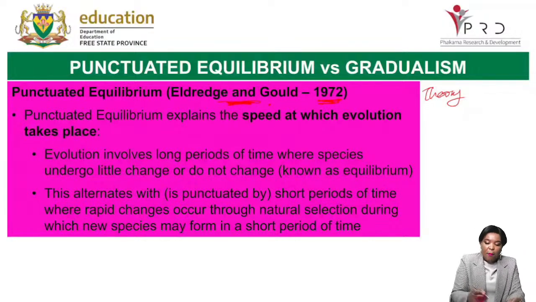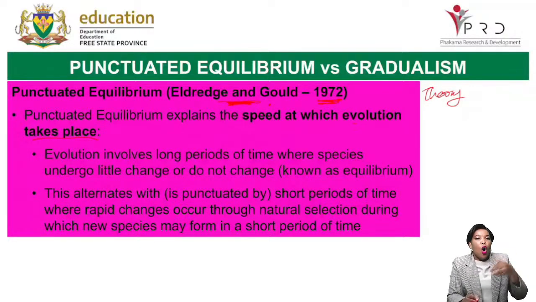They say that punctuated equilibrium explains the speed at which evolution takes place. So now they are focusing on the speed. Remember, with Charles Darwin, you can say evolution happens over millions of years and it happens gradually. You don't just see change like that. But with Eldridge and Gould, they are talking about a different speed.